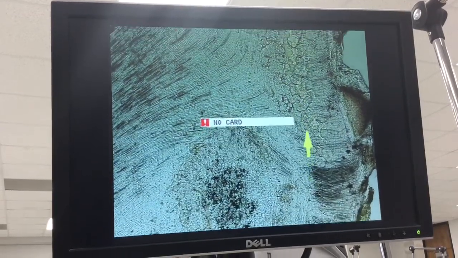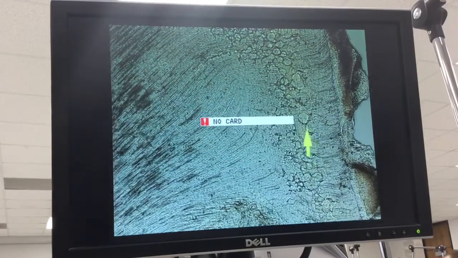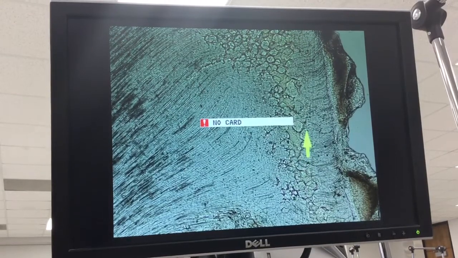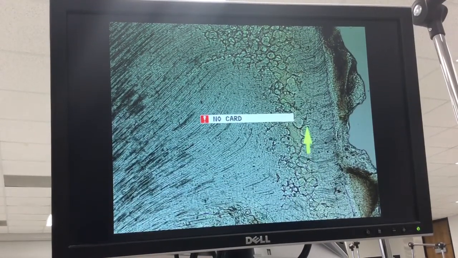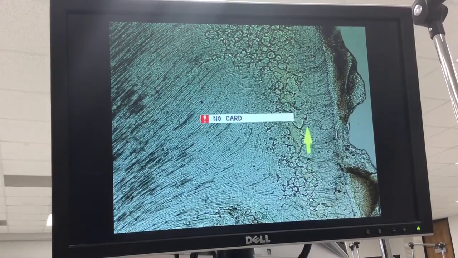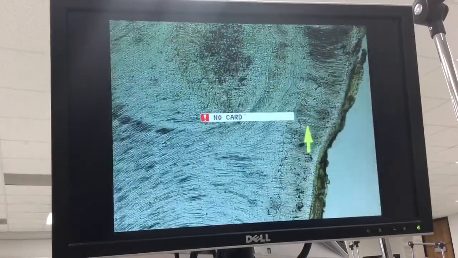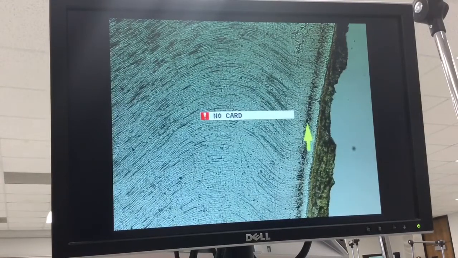So this tooth was really not very well mineralized when that section was cut. So interglobular dentin and then the globular dentin. On a lab practical, if it is a ground section, then the answer to the question would be interglobular dentin. You really can't see the globular dentin that well in a ground section. Okay, and there's Tome's granular layer there again.